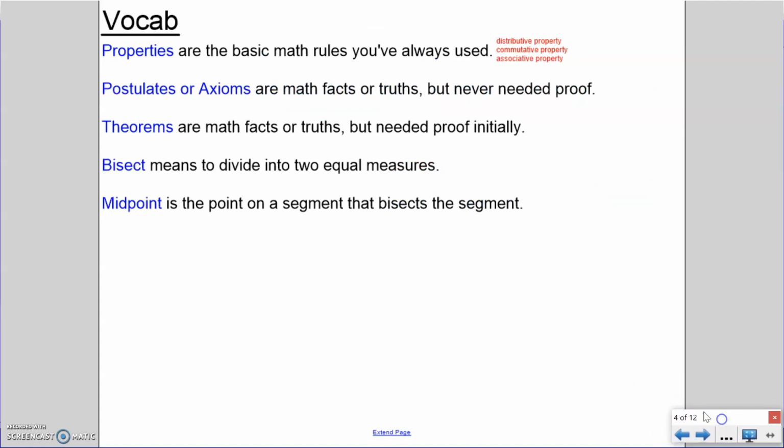Some more vocabulary. Properties are the basic math rules you've always used. For example, you've used the distributive property. Maybe you remember the commutative property and the associative property. We'll talk about those later. Postulates or axioms are math facts or truths, but they never needed proof. Then we have theorems. Those are also math facts and truths, but they do need proof initially, usually from the postulates. Bisect means to divide into two equal measures, and midpoint is the point on a segment that bisects a segment.